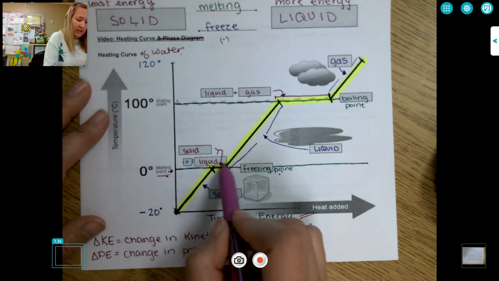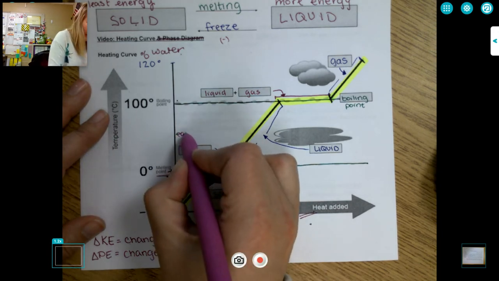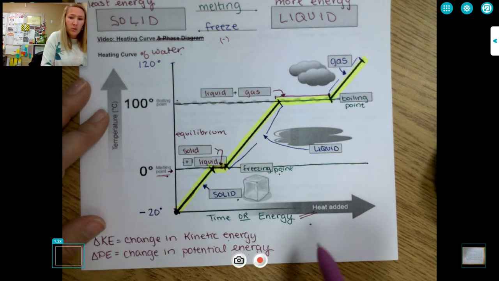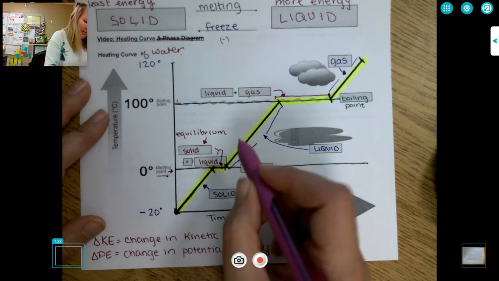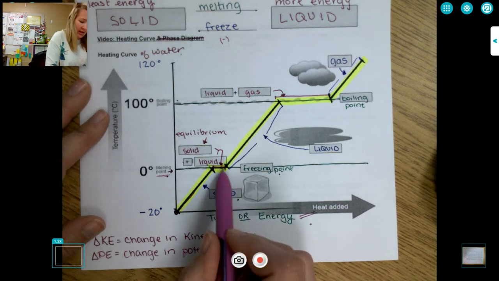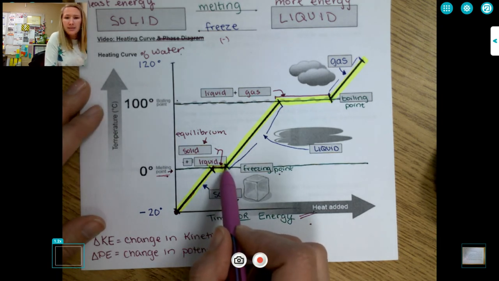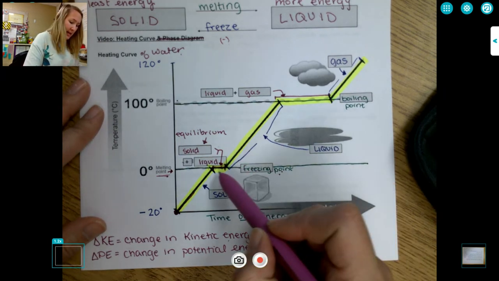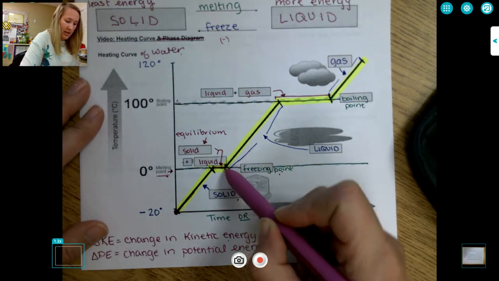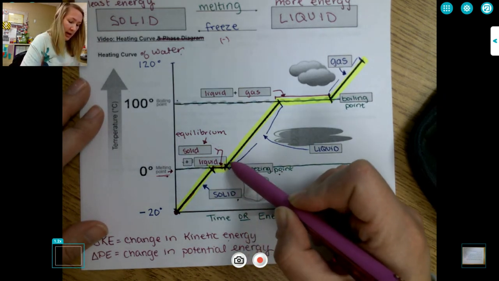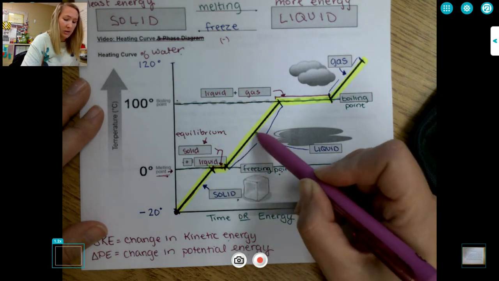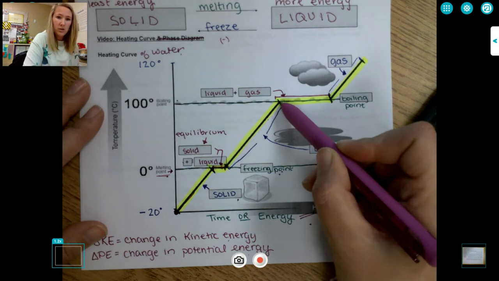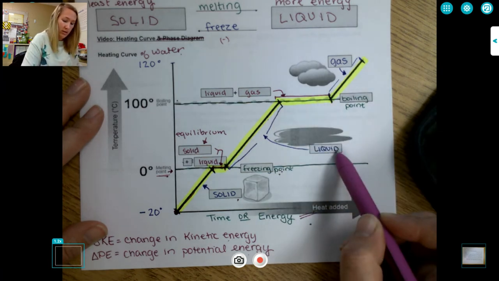At 0 degrees Celsius, I have an equilibrium, which means I have equal amounts of my solid and my liquid happening here. So there's both solid ice and liquid water at the same time. Then after everything becomes a liquid, it starts to heat up. And now I'm having a hotter and hotter liquid. During this entire time between 0 degrees Celsius and 100 degrees Celsius, I have liquid water.